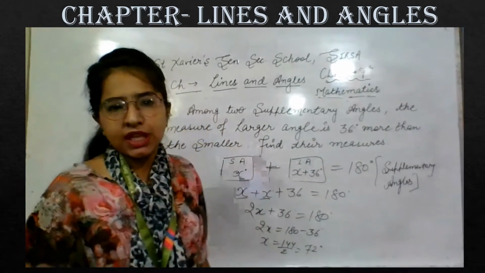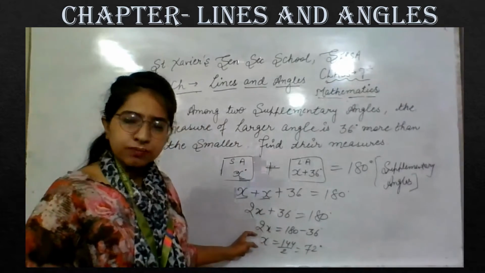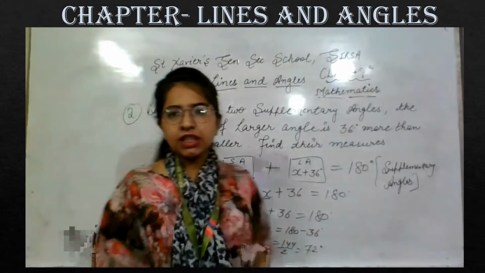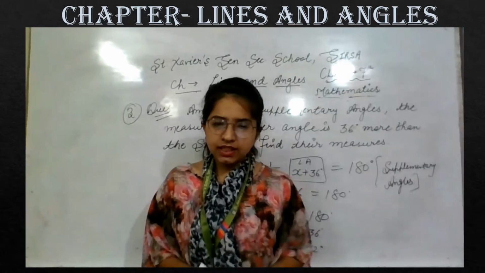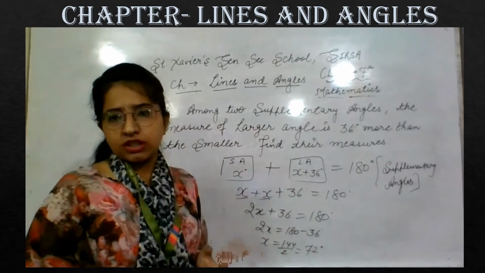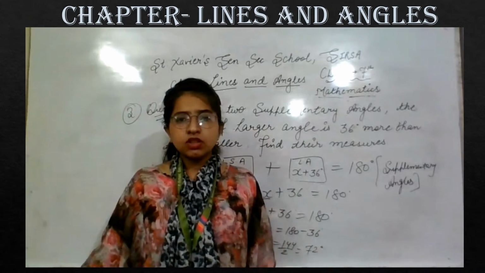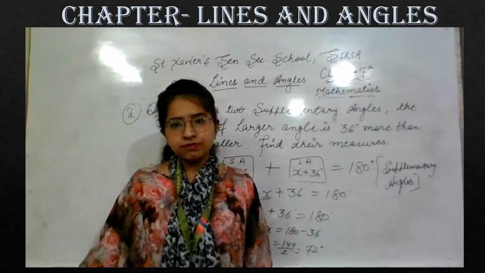72 degree will be x. 2 will be transposed. It is multiplied with x now. It will go that side and it will be divided. Getting? It was a very simple question. Hope you got this. And this question is very important. So, coming to the next question.